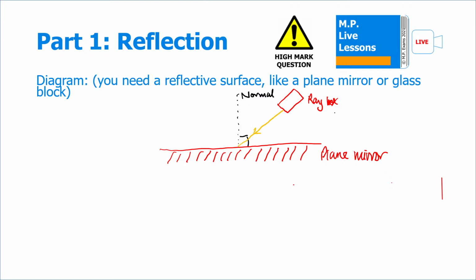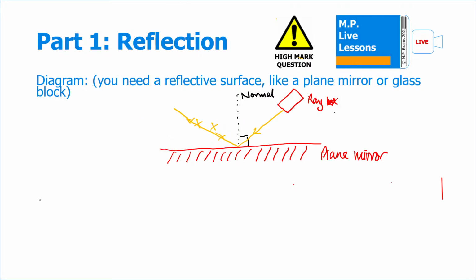And you'll trace this path, and don't forget to label its direction with arrows. And then it will reflect off the surface like this. And you'll often have some crosses here, here, here, and that's your direction there.